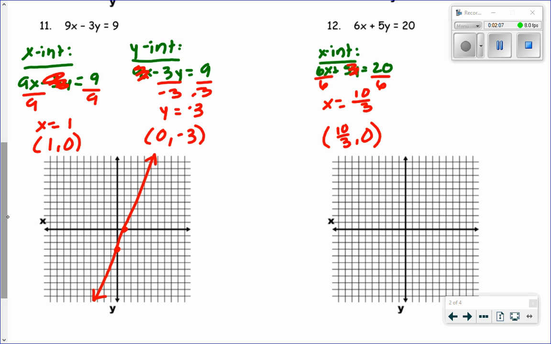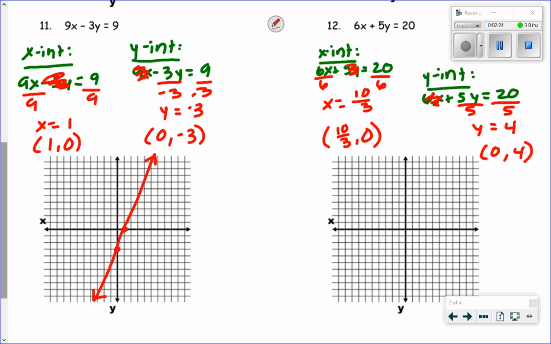And then for the y-intercept, it's going to be 6x plus 5y equals 20. I'm going to scribble out the x term. Divide both sides by 5, y equals 4. So my intercept would be 0, 4.